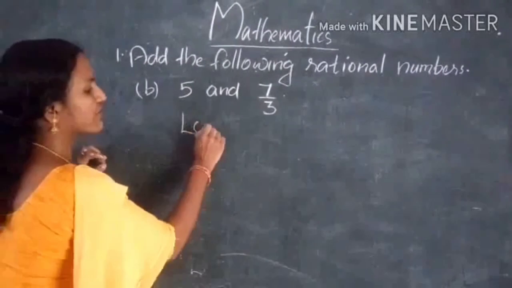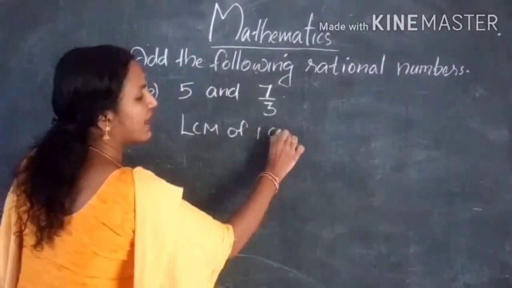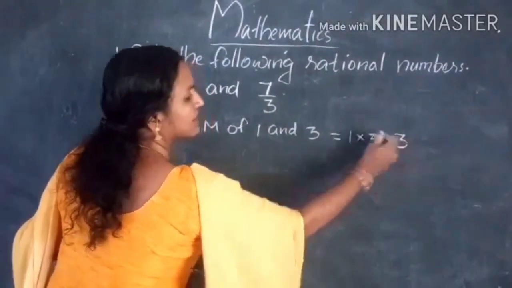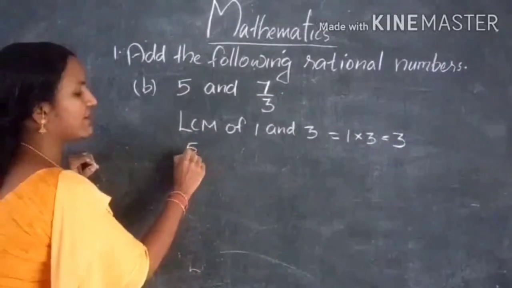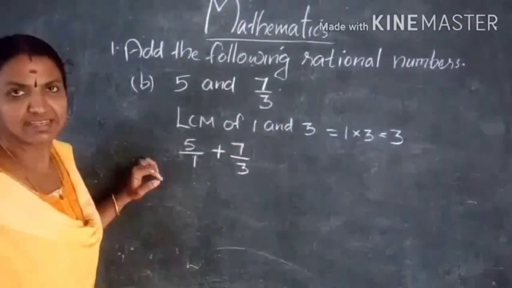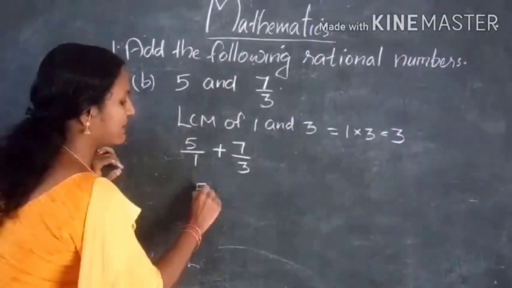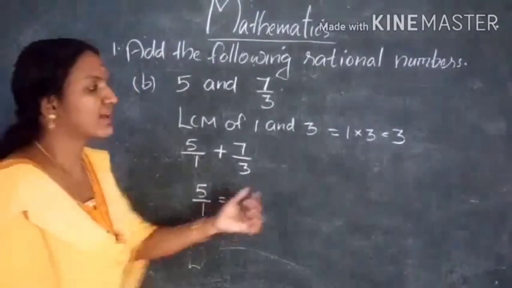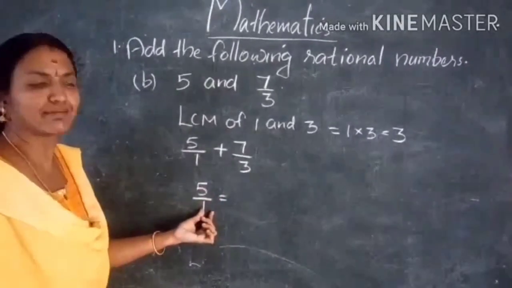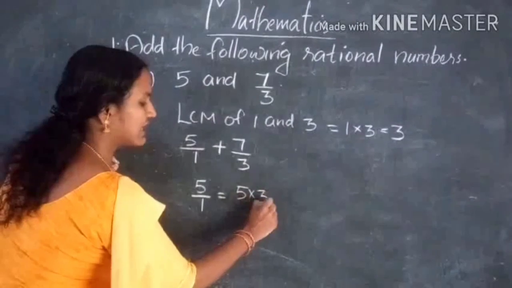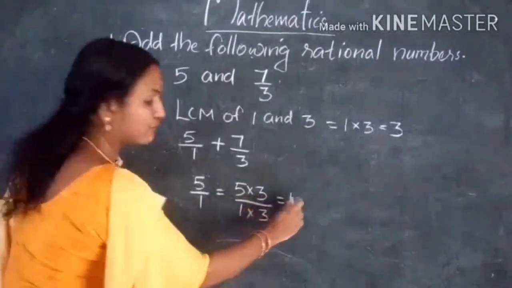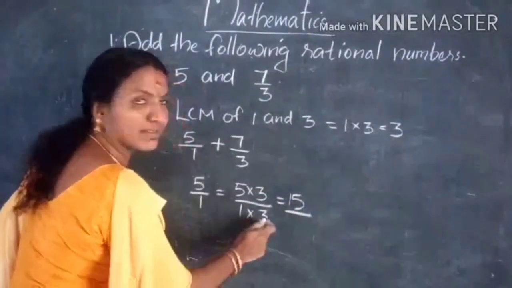So the LCM of 1 and 3 is equal to 3. 1 into 3 is equal to 3. So 5 by 1 plus 7 by 3. 5 by 1 is equal to, how many 1s are in 3? 3 1s are 3. So multiplying the numerator and denominator by 3, 5 into 3 divided by 1 into 3 is equal to, 5 3s are 15, divided by 1 3 is 3.